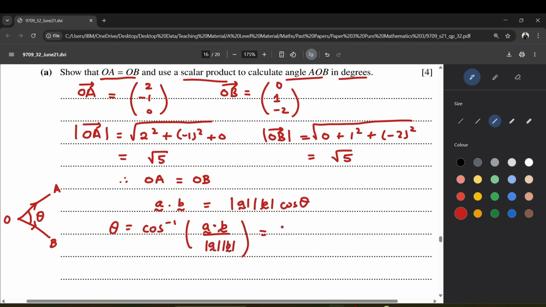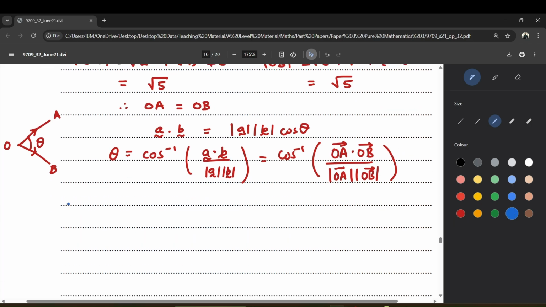So in our case, that will be OA times OB divided by the magnitude of OA multiplied by the magnitude of OB. We already have the magnitude of OA and OB. First, we need to find out what is OA times OB. So let me do that working over here.